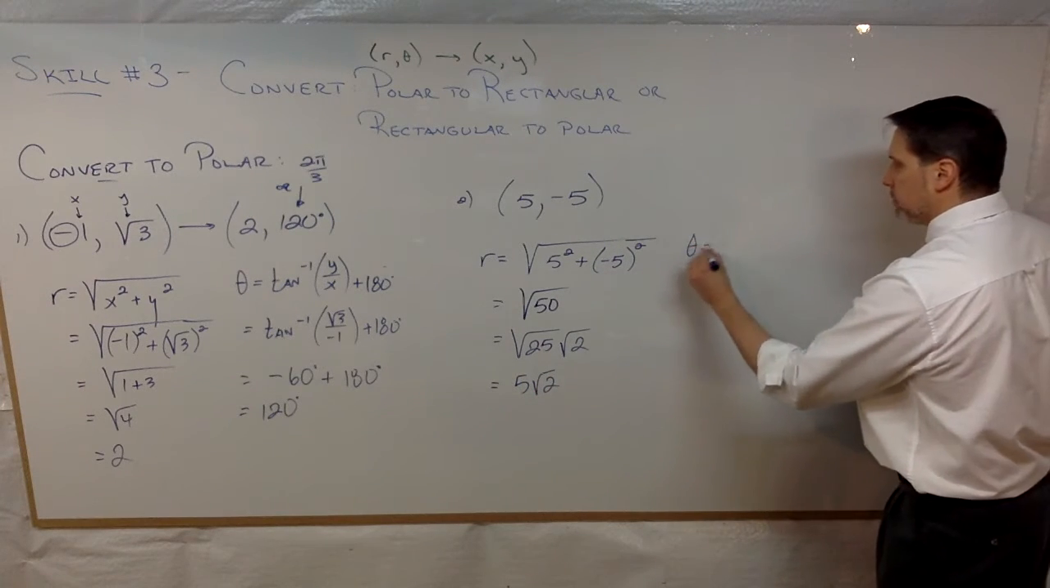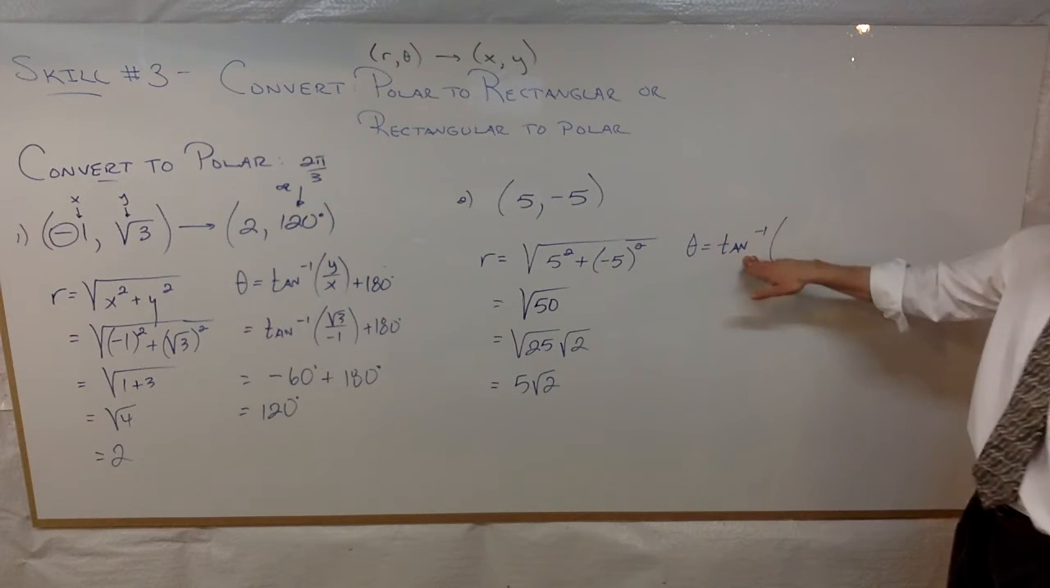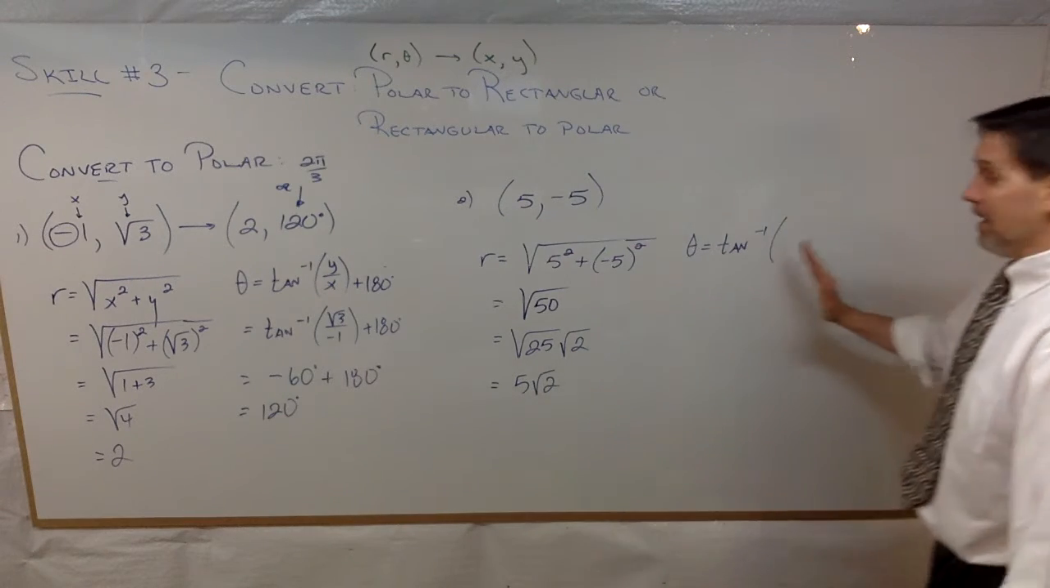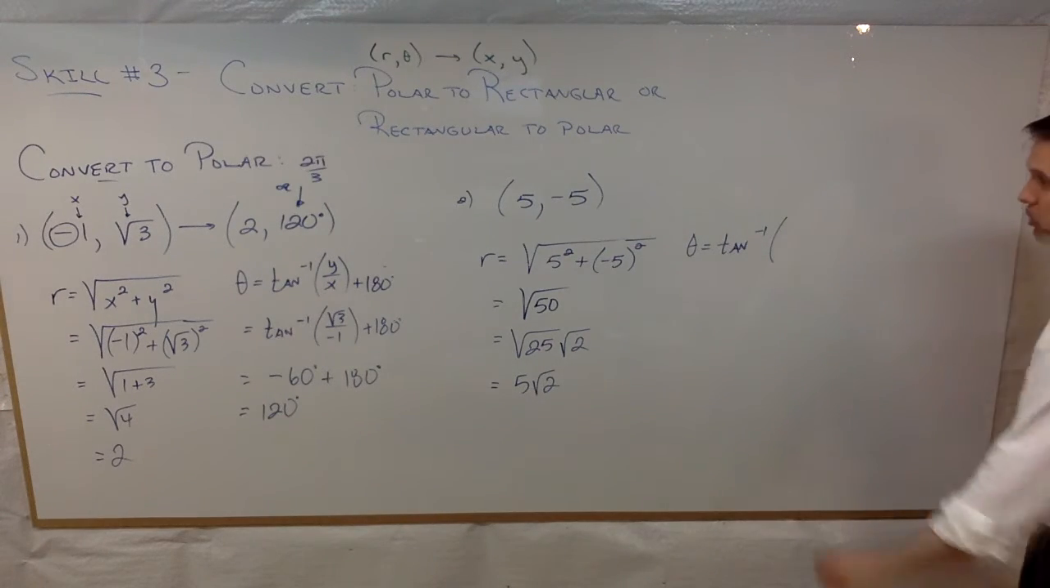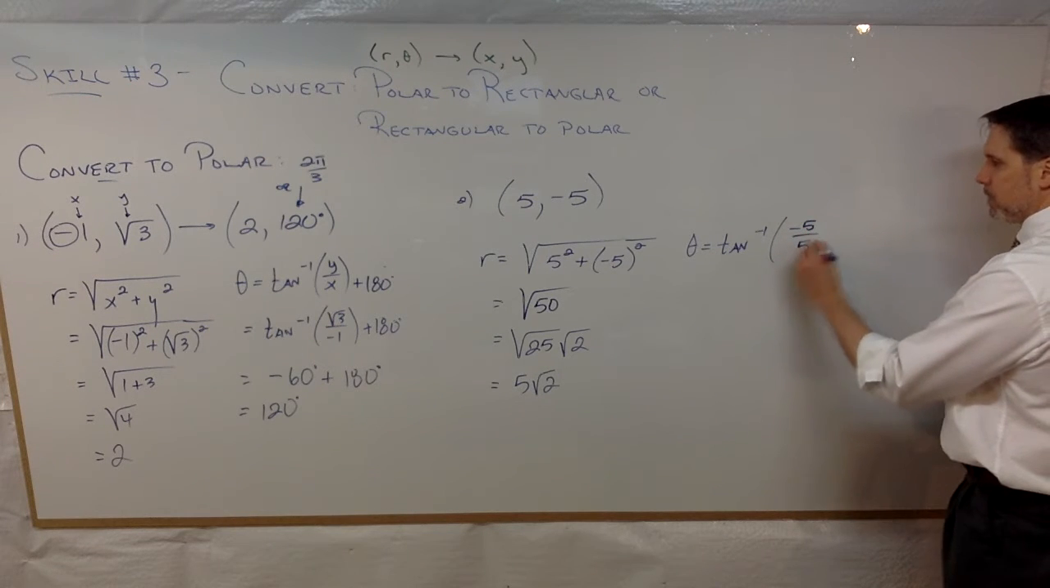Our theta, I'm going to go with the tan inverse of y over x. The reason I'm going to go with tan inverse is because the x is not 0. If the x is 0, you can't use this formula because you will be dividing by 0. So y coordinate is -5, the x coordinate is 5.